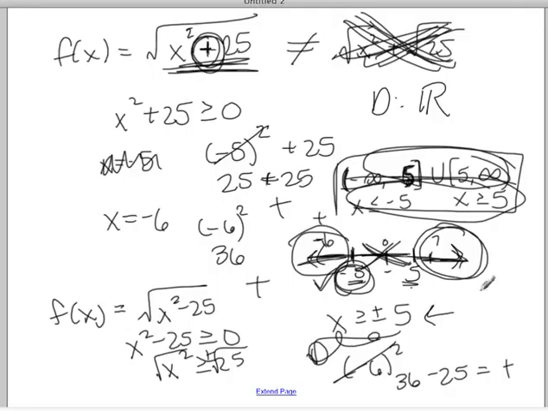Alright, so hopefully that helped a little bit. You can pause, rewind, watch this again, or do whatever you need to do to make sure you understand this, because this is something you definitely need to know for pre-cal and calculus.